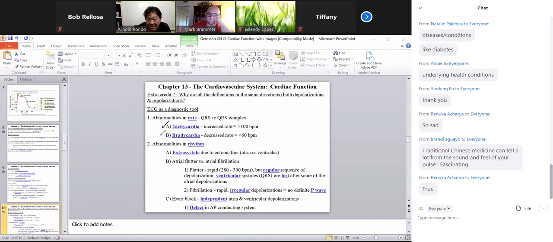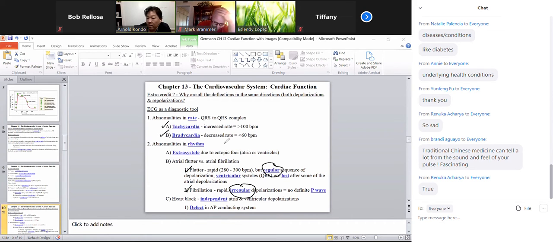50-50 shot. You're either going to get tachycardia or bradycardia on your exam. It's been on every second exam for the past 23 years. I don't think I've ever had a test that didn't have the words tachy or bradycardia on it. And then every now and then I'll throw in the extrasystole due to those ectopic foci that we talked about in the autorhythmic portions, or the differences between flutter and fibrillation, okay? The difference here is regular sequences versus irregular depolarizations, if you want to link a keyword here, okay?